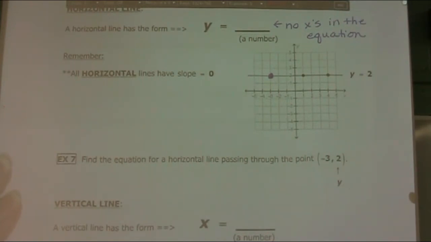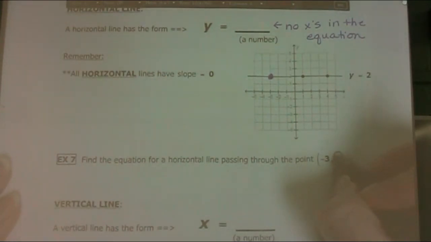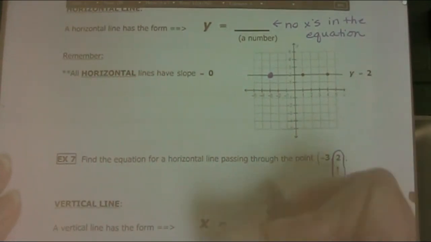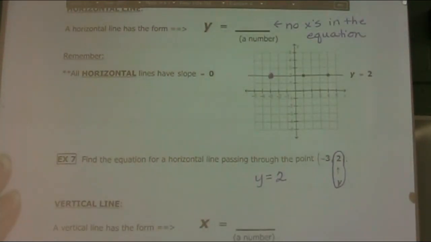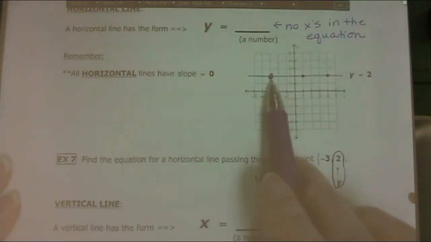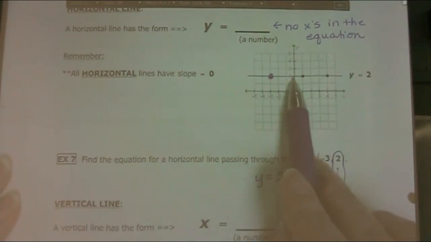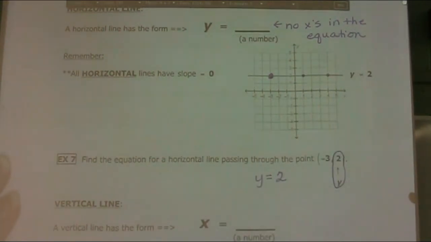Here's how I write that horizontal line. My equation, remember, is y equals a number. Well, if you go to the coordinates, what is the y value? It's 2. So my equation is y equals 2. That's my whole equation for my horizontal line. And notice, it's a horizontal line. It goes through this point, and it passes through the y-intercept of 2 on the y-axis. Hence, y equals 2.